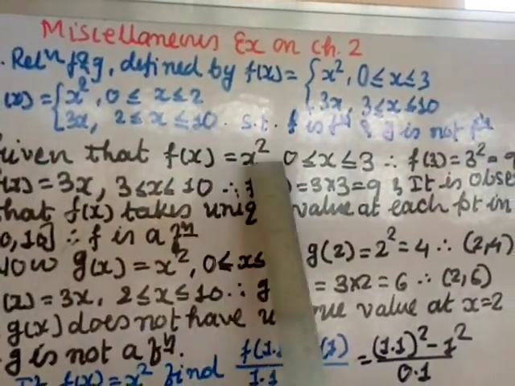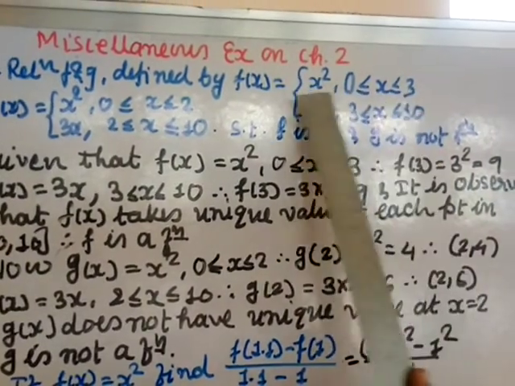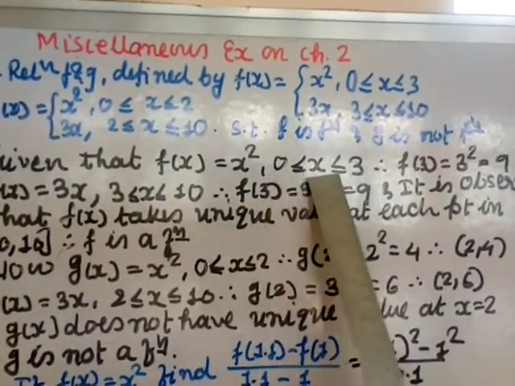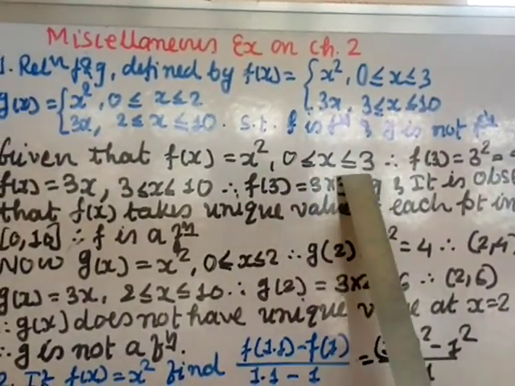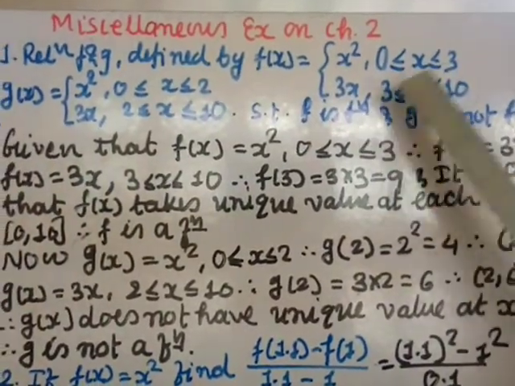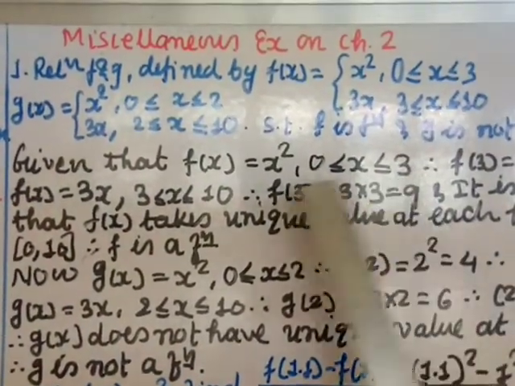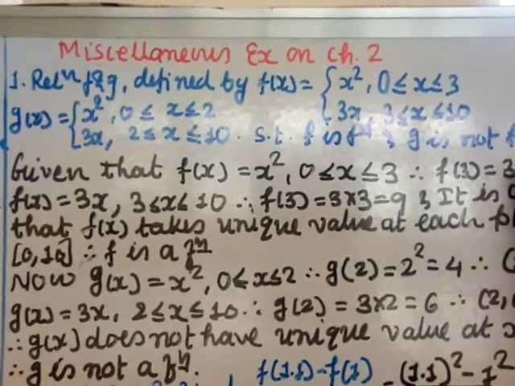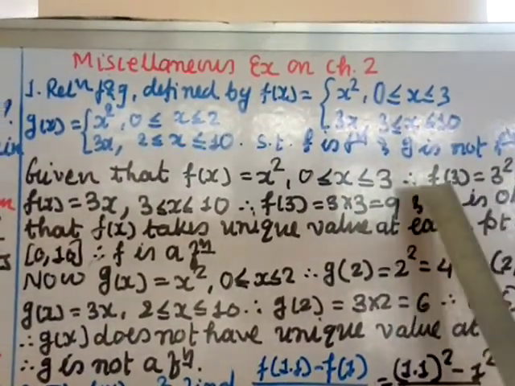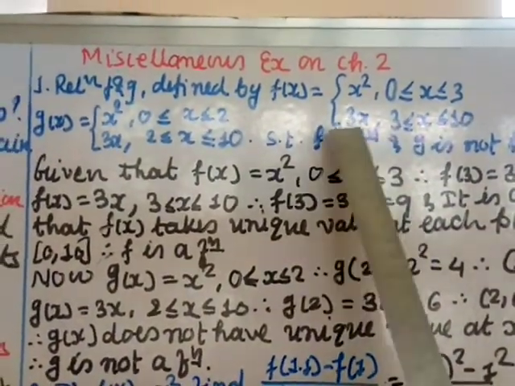Given that f(x) = x², first we'll check this one, for 0 ≤ x ≤ 3. I'll check for 3 because 3 is ending here and starting here. So f(3) = 3² = 9. So the ordered pair will be (3, 9). Okay, now we'll check for this one.